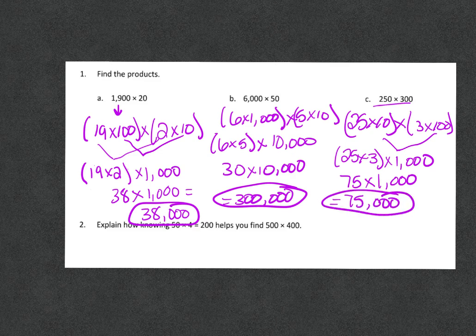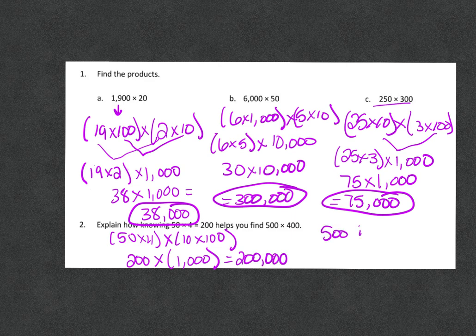So number 2 says to explain how knowing 50 times 4 equals 200 helps you find 500 times 400. So you're going to do 50 times 4 times 10 times 100. So this 50 times 4 is going to give you 200 times 1,000, and when you multiply those, you're going to get 200,000.